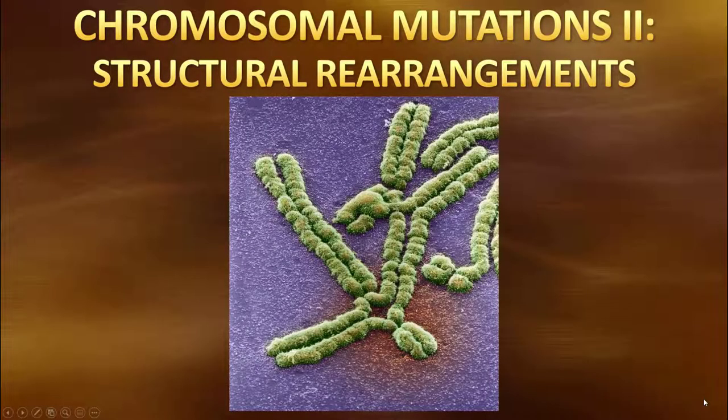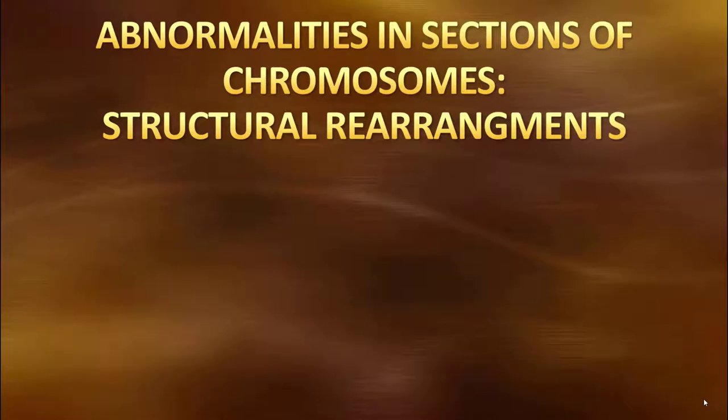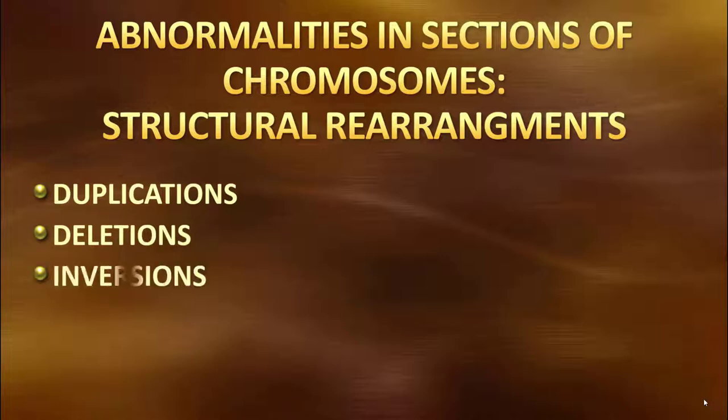Now that we've looked at chromosomal mutations involving entire chromosomes or sets of chromosomes, now we want to look at chromosomal mutations that are the result of structural rearrangements within chromosomes. Some of these abnormalities in sections of chromosomes include duplications, deletions, inversions, and translocations. So we'll take a look at each of these briefly.